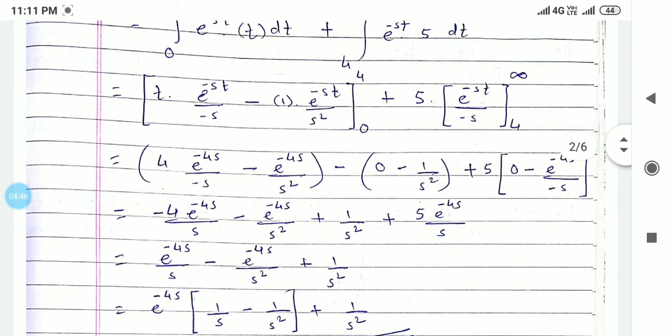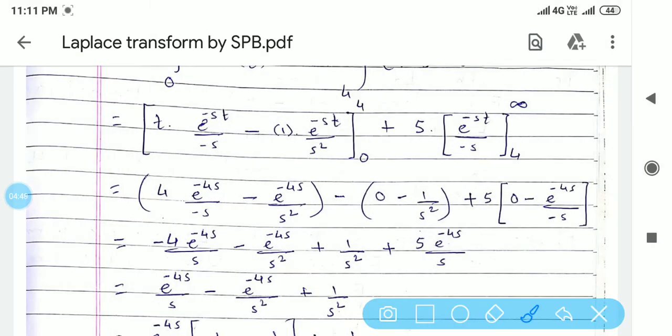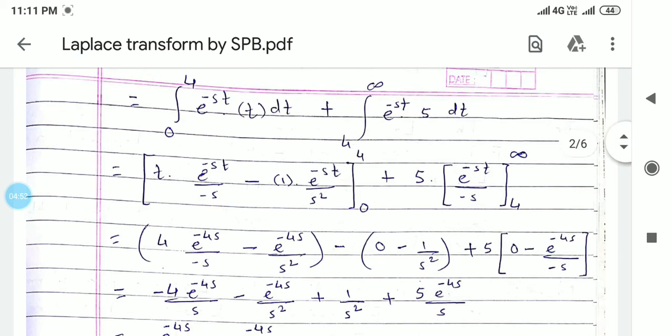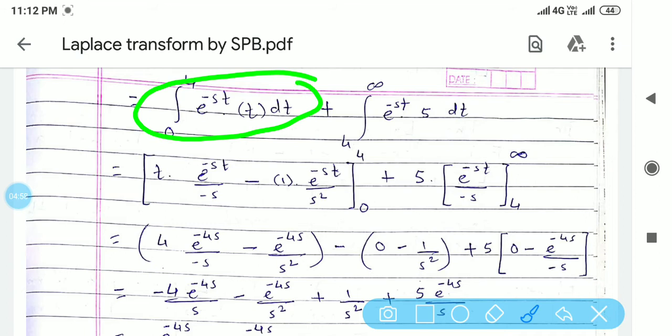Now how to solve these integrations? For solving this integration, we will apply the by parts rule, the LIATE rule. Here u is t, v is e raised to minus st. So u is t into the integration of e raised to minus st. See, here integration is with respect to t, so s is constant. So e raised to minus st by minus s, minus the derivative of t which is 1, into e raised to minus st by s square.